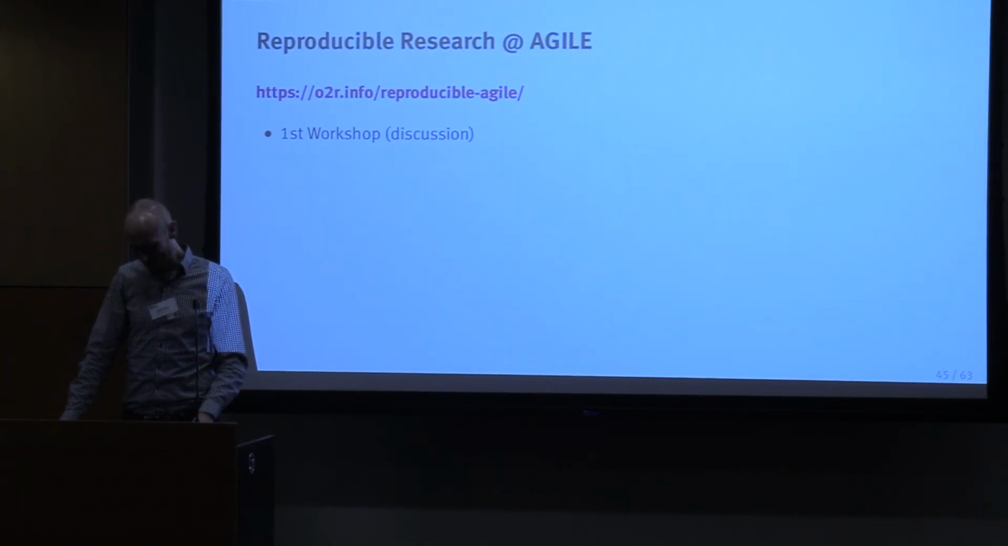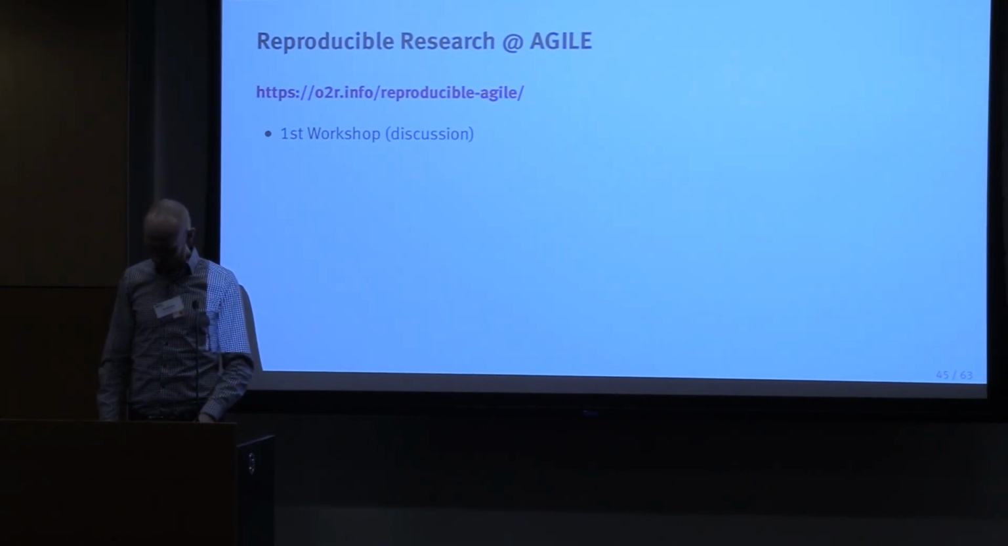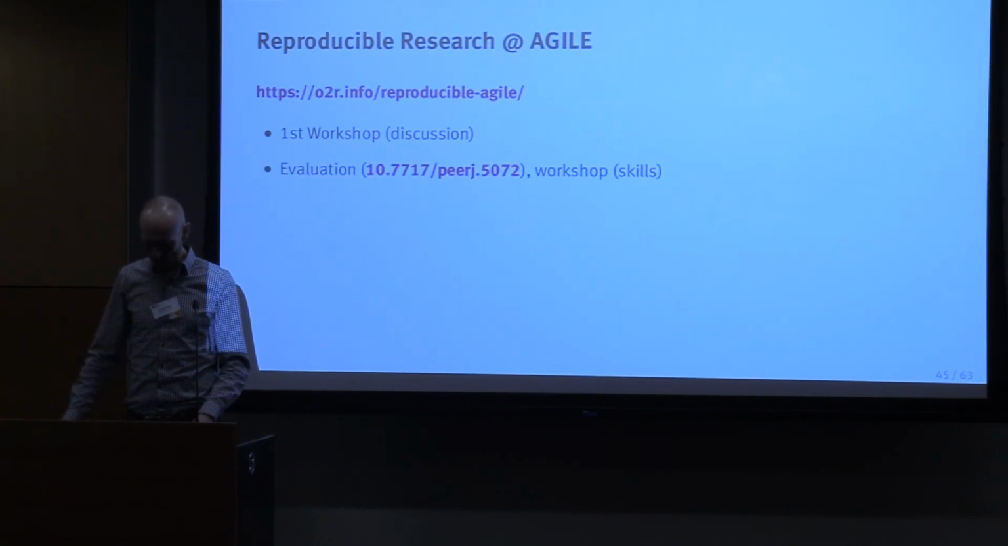So we met up and we discussed and we introduced a few more people to the ideas of open science, reproducible research. And out of that came the paper that I mentioned before. So with those 6-7 people, we wrote the paper, we took a look, and then we submitted that to the Agile conference and did this evaluation paper.